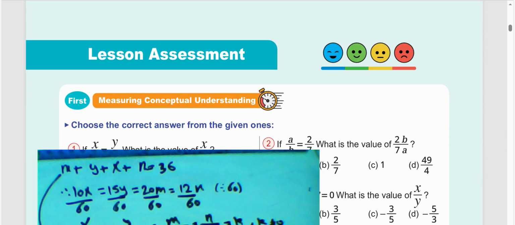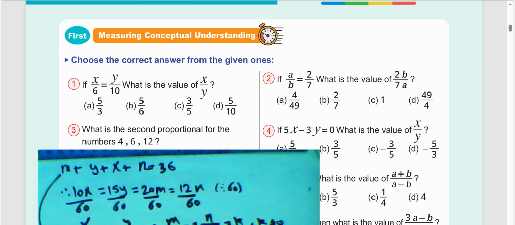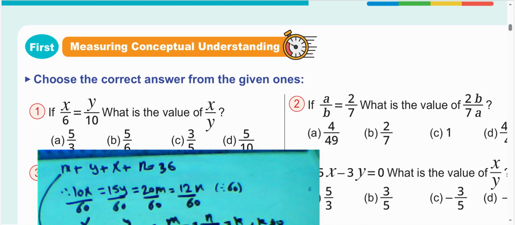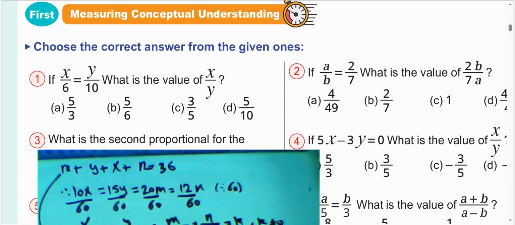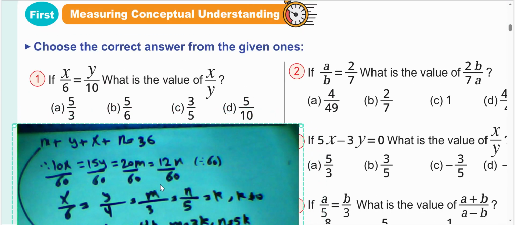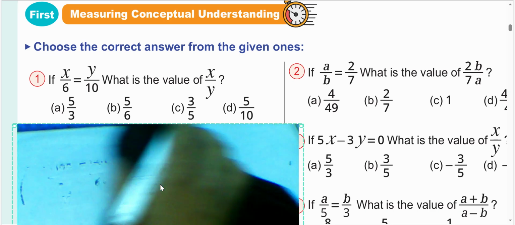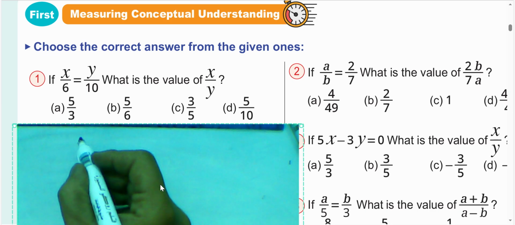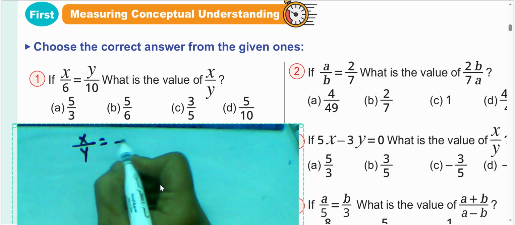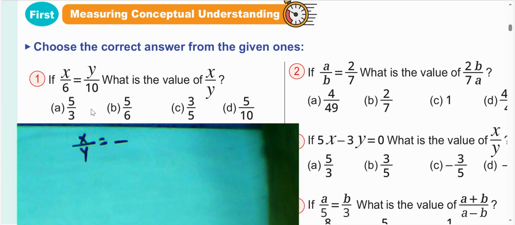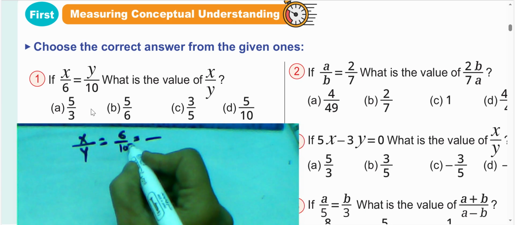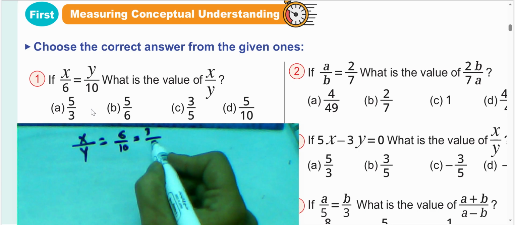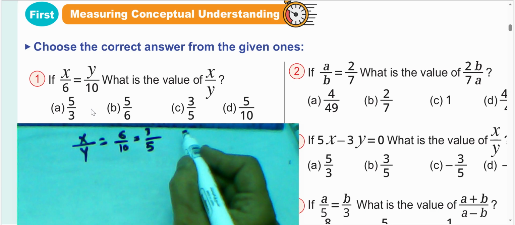This one is an assessment. Okay, pay attention with me to each one. First question: x over 6 equals y over 10. What is the value of x over y? You can write antecedent over antecedent equals consequent over consequent. Then you can write x over y is equivalent to 6 over 10. And then you can simplify by dividing numerator and denominator by 2. 6 divided by 2 equals 3, 10 divided by 2 equals 5. Then we have 3 over 5. Choose letter C.